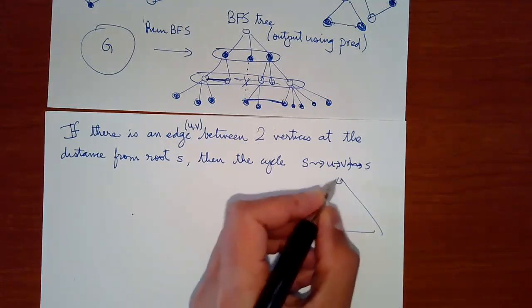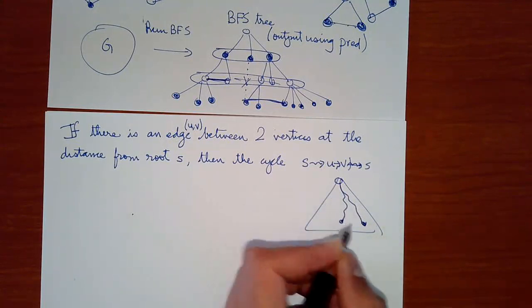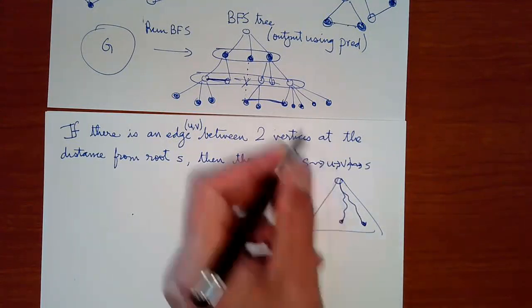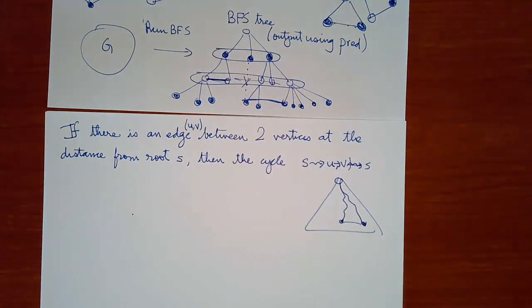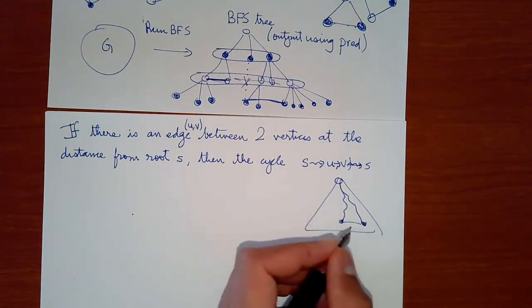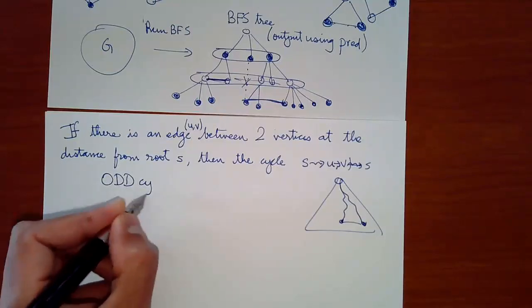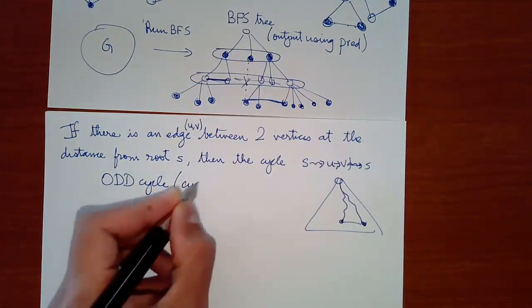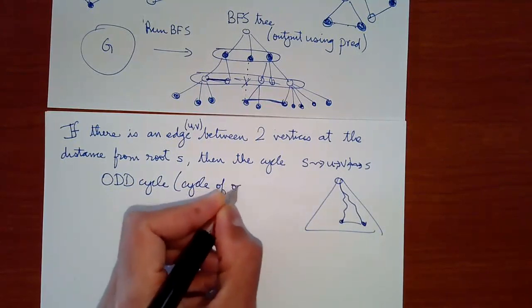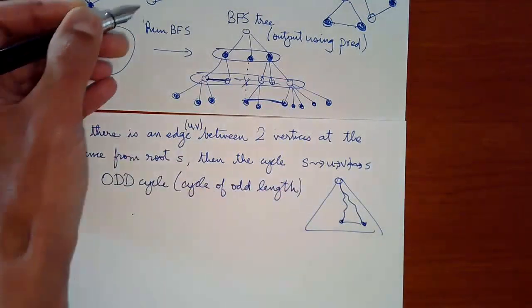So you look at the tree, you look at this path and this path. And of course, maybe it's self-intersecting, but that's okay. Or actually, if you just look at the LCA of these two vertices, you're going to end up with an odd cycle. This is a cycle of odd length, just like the triangle that was drawn.